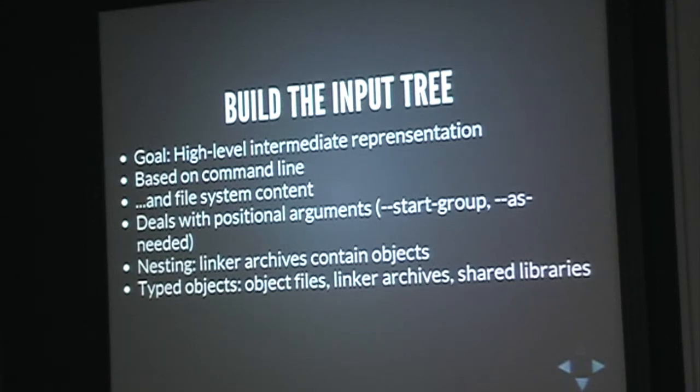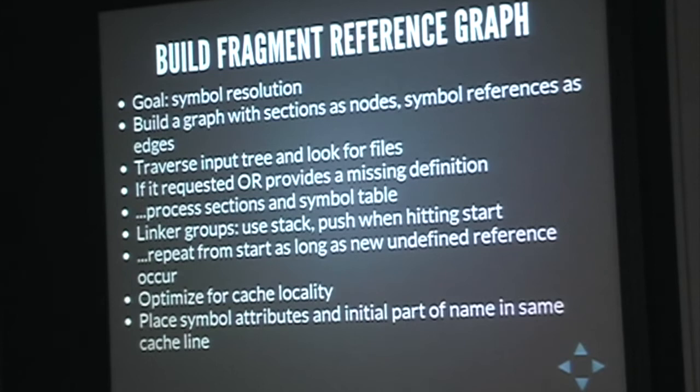The tree has to support nesting because linker archives can contain other objects. And there are different types of objects we are dealing with. There are plain object files, there are linker archives, there are shared libraries. And there are different semantics as far as linking is concerned for each of those.